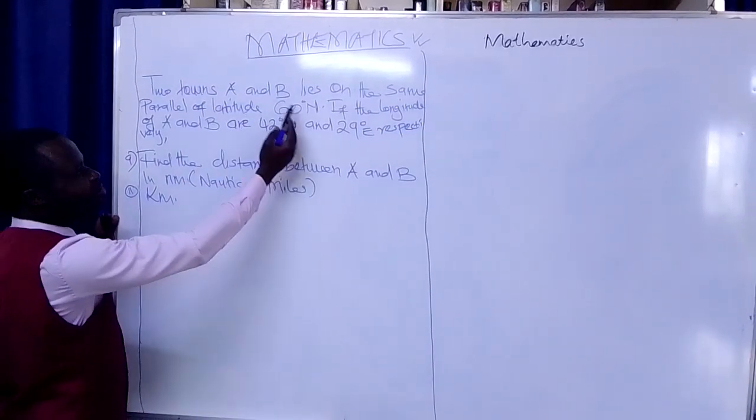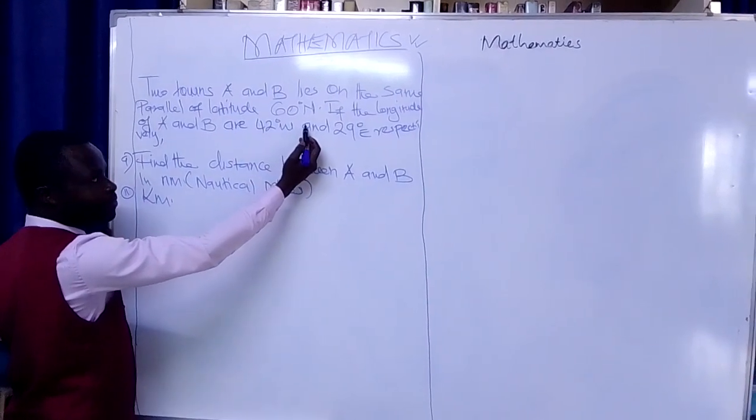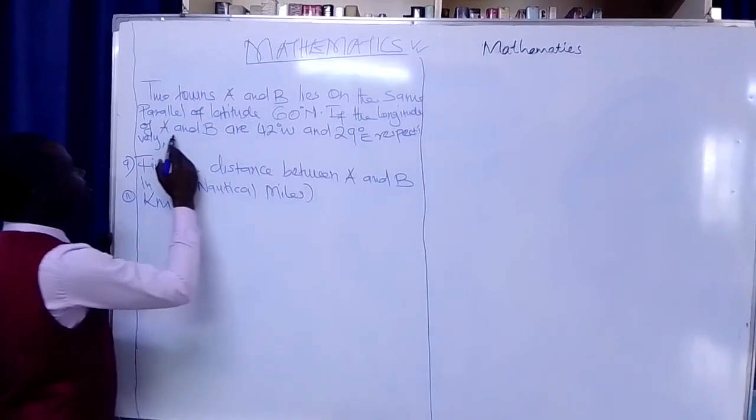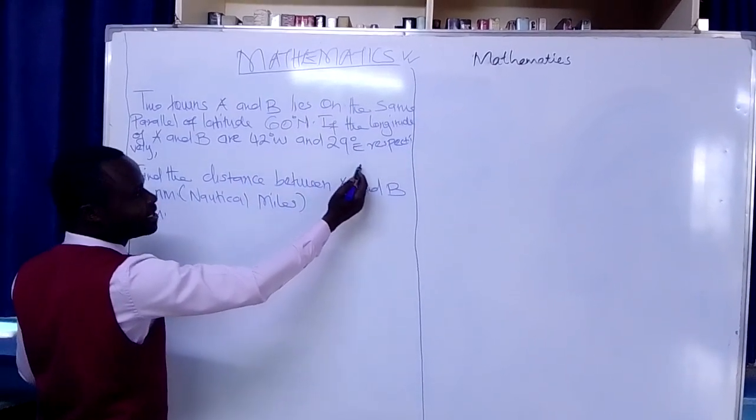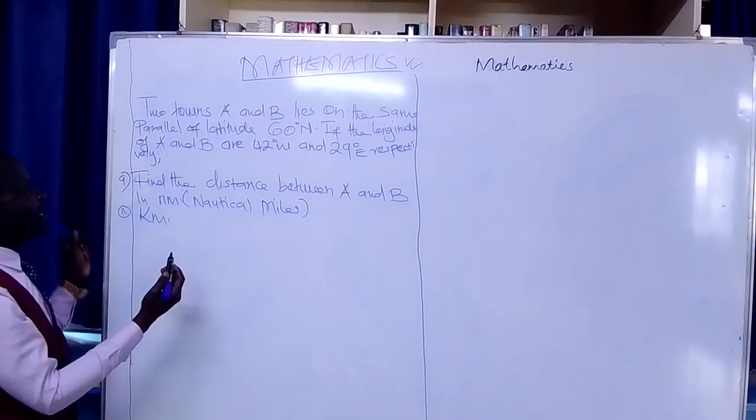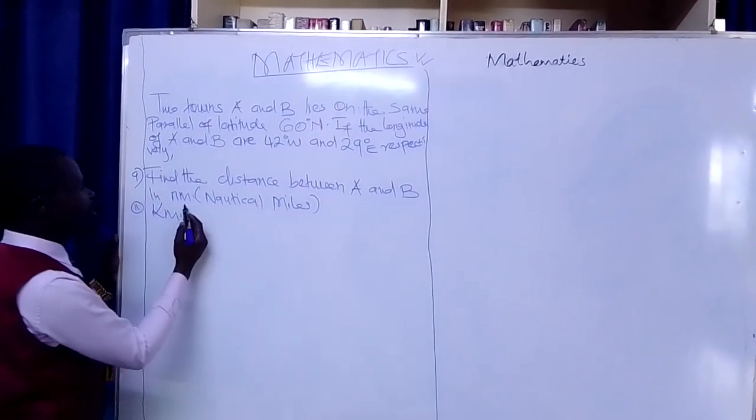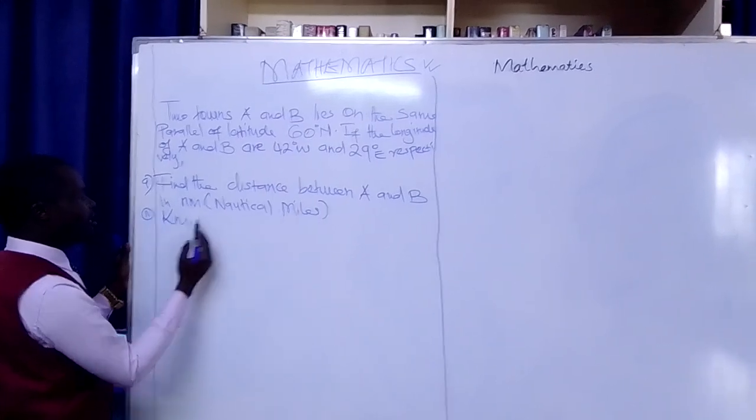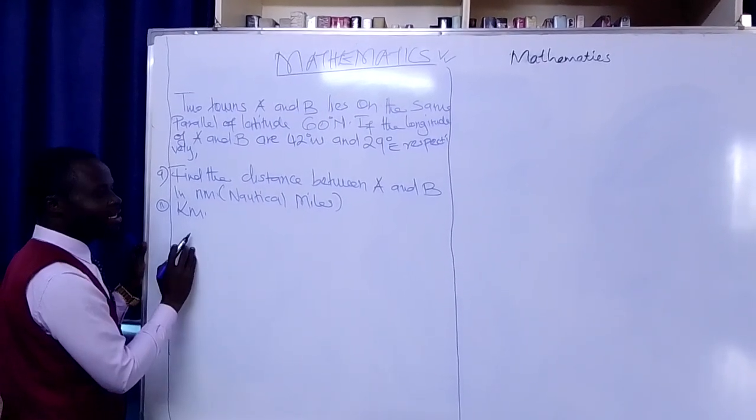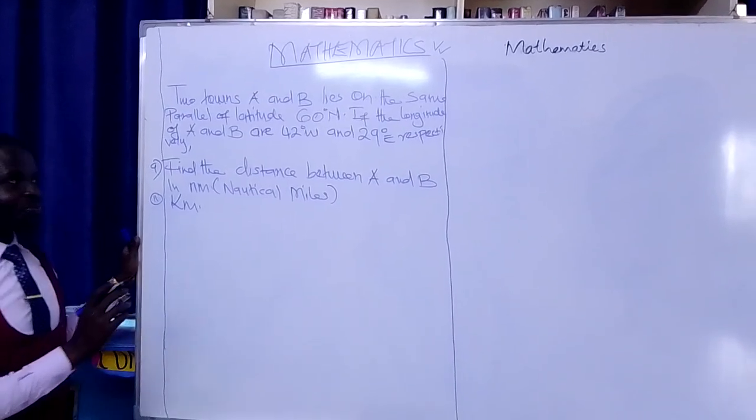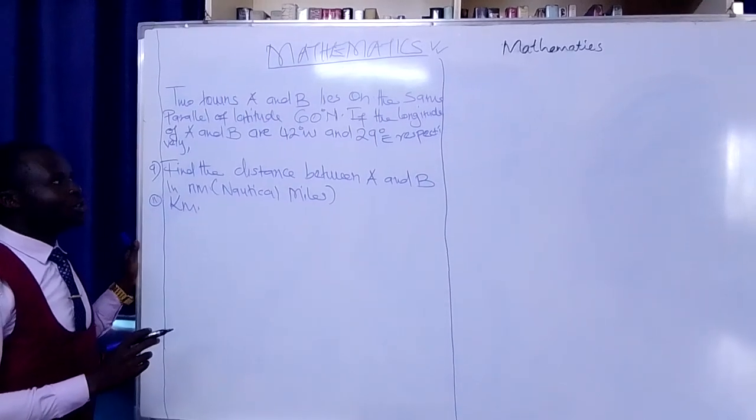Two towns, A and B, lie on the same parallel of latitude 60 degrees north. If the longitudes of A and B are 42 degrees west and 29 degrees east respectively: first question, find the distance between A and B in nautical miles. The second part, find the same distance in kilometers. What are we going to do? For us to come out, we have to sketch the diagram of longitude and latitude.